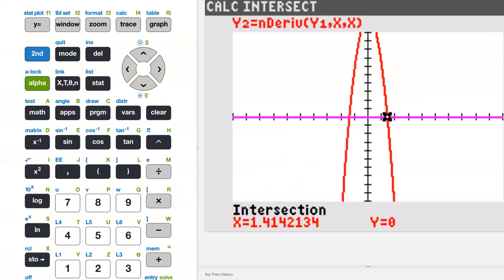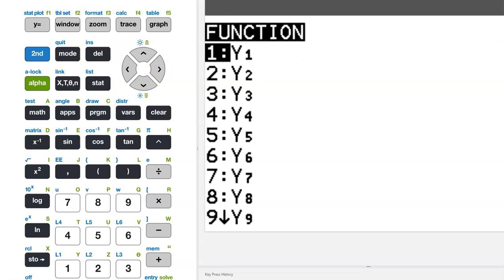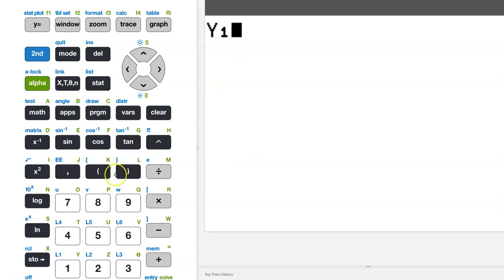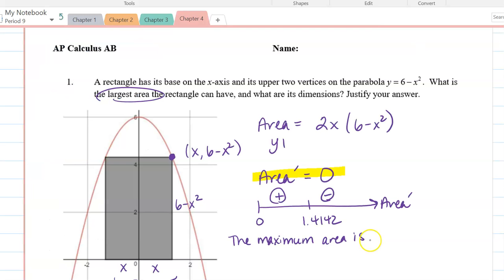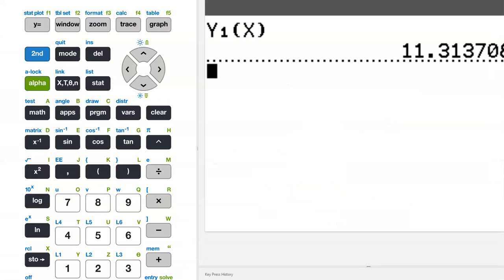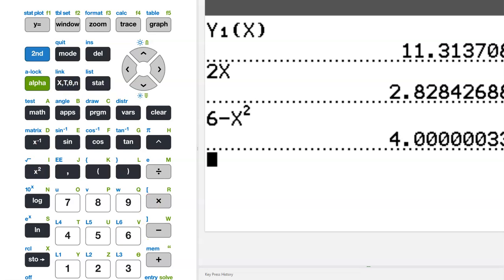is, remember that your calculator has in y1 our area function. So we can say y1 of x, and that's equal to 11.3137. With dimensions, because they're also asking us for dimensions. 2x by 6 minus x squared, and so I can use my calculator to help me with that as well. So we have 2x, 6 minus x squared.